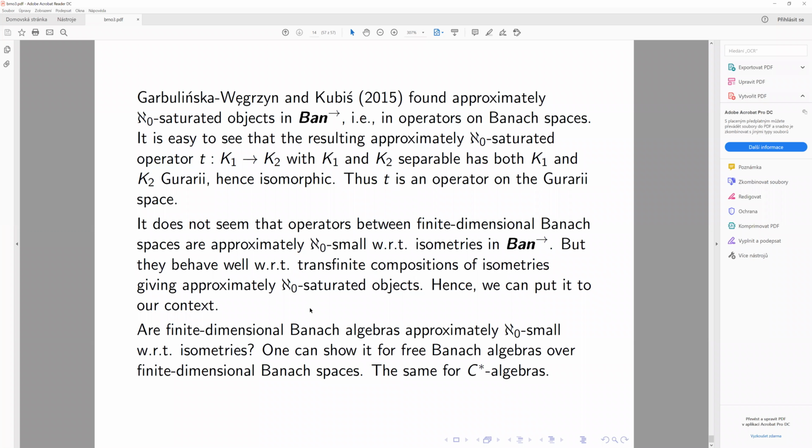Here, and to come to Banach algebras, it means these are Banach spaces with this multiplication. Again, one has finite-dimensional Banach algebras. So, the question is, are there approximately LS0 small zero isometries? You see, this is the same, like you take Banach spaces and you take two sorted unary operations on them.